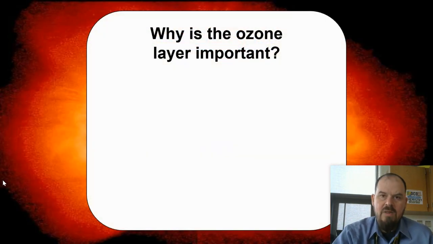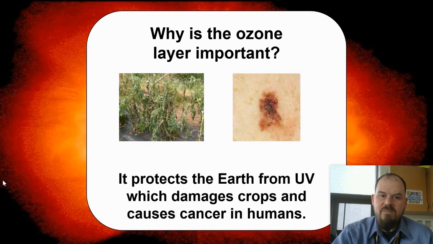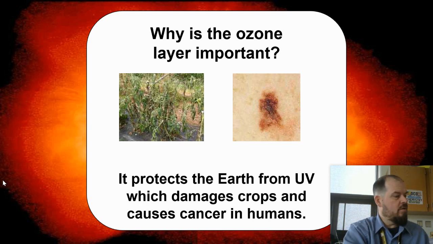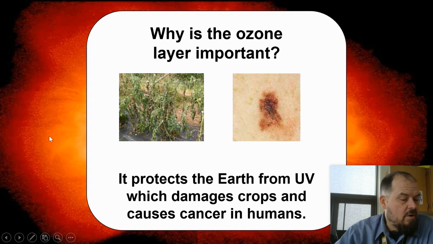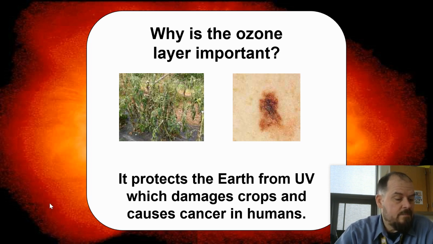And why is it important? Well, these are some side notes you need to put in for ozone. It protects the Earth from UV. It's not a lot of room to write all this. But ozone is O3. It protects the Earth from the UV from the sun, which damages crops and causes cancer in humans.